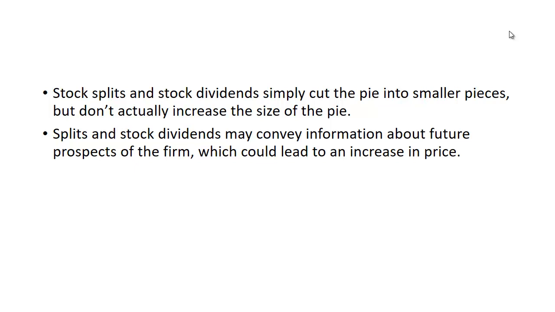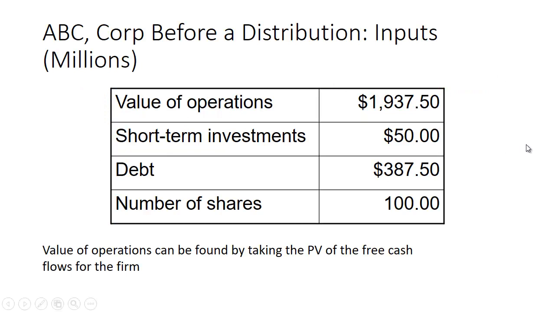Sometimes you'll see stock prices rise after the announcement of a split or a stock dividend, but that's not because of the split or the dividend. That's because it may convey information about the future prospects of the firm. If a firm tends to split its stock when it thinks that earnings will be growing in the future, then that is a reason for the price to go up, and people have actually studied this.